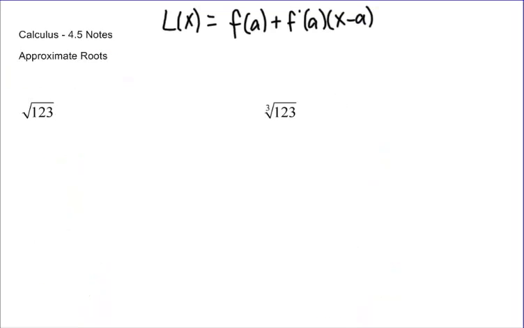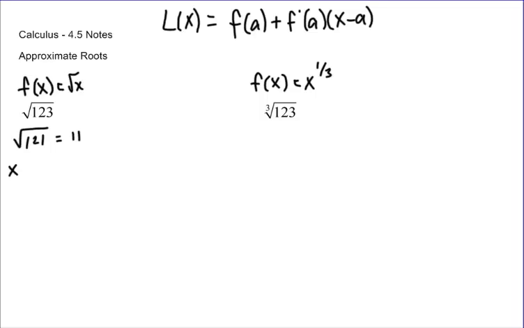Okay, so let's use linearization to solve the square root of 123 and the cube root of 123. When you're working out a square root, remember that your base equation is the square root of x. And when you're working out a cube root, your base equation is x to the 1/3. So we need to keep these two things in mind. And then we just need to think about what we know about square roots. Like, I know that the closest square to 123 is 121, and the square root of 121 is 11. So I'm going to start here.